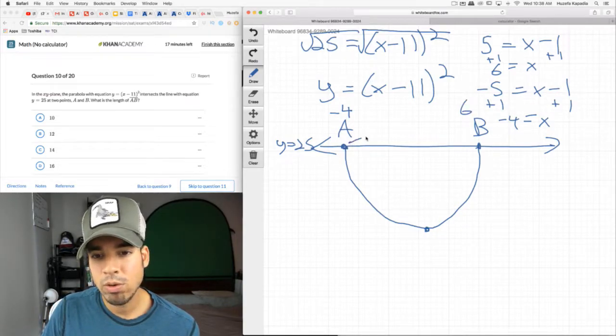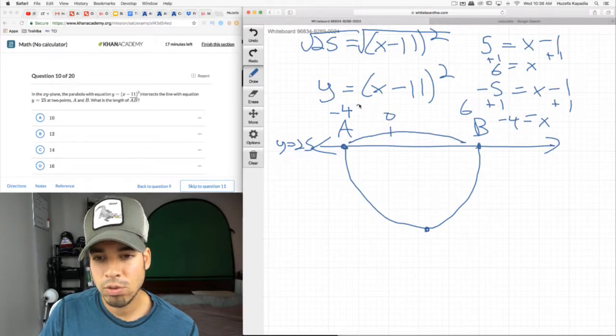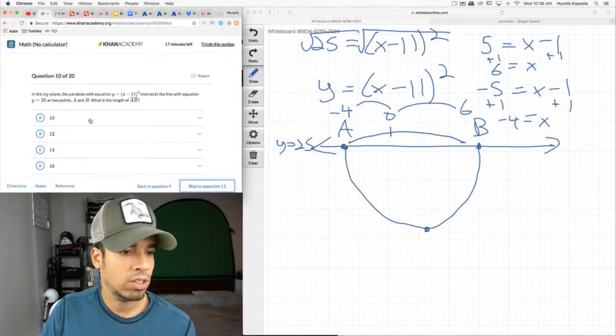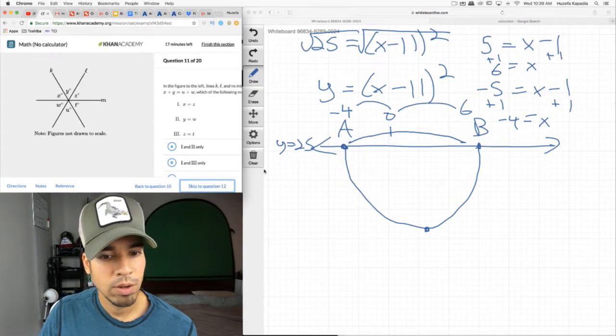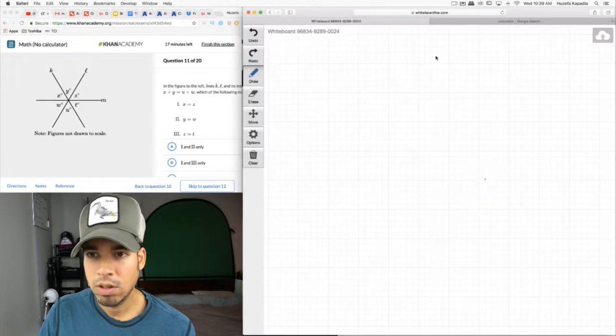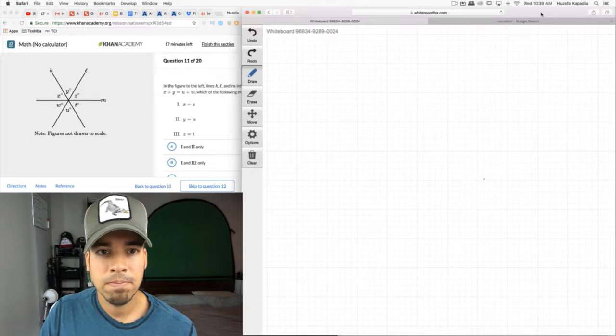So how far are we going from negative 4 to 6? We're going up to, let's say, zero here. We're going up 4, then we're going up another 6, so we're going 10. So it's a length of 10. Okay, we can double check that later. Just trying to line this up properly.